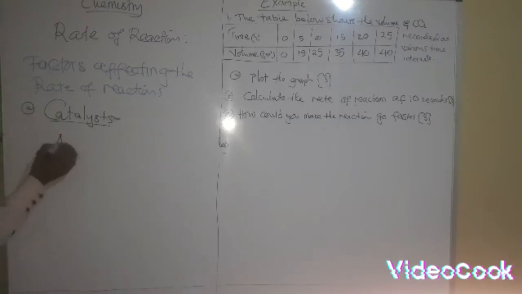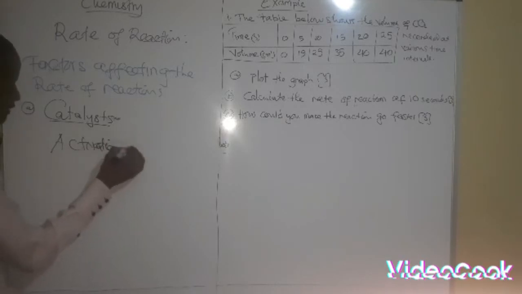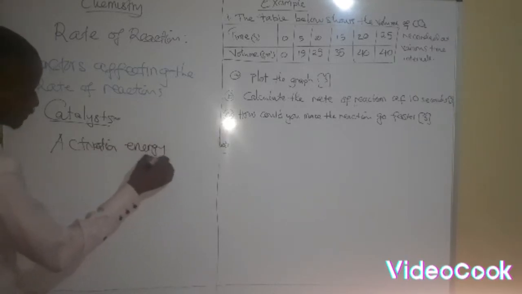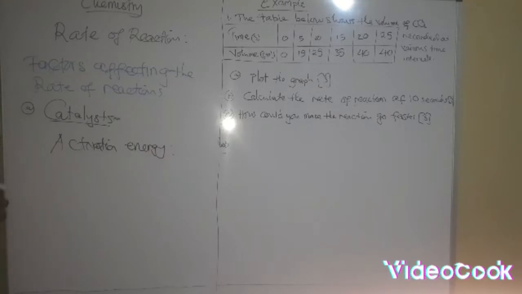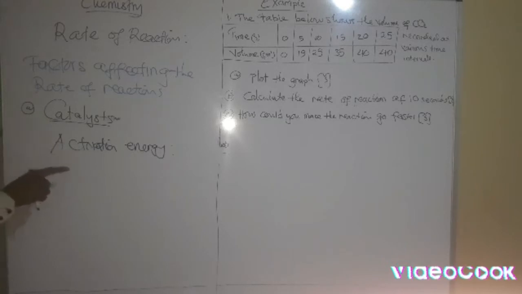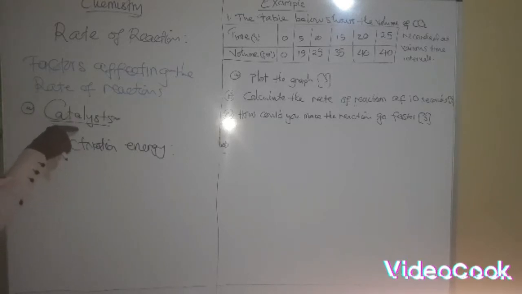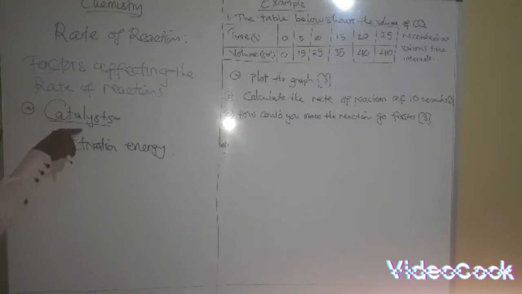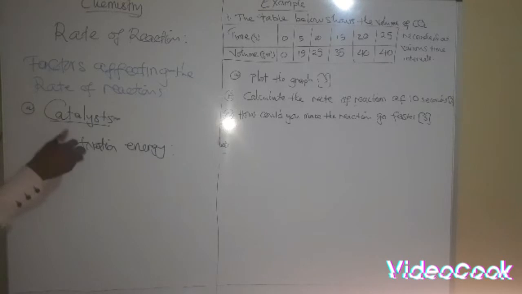Now, the activation energy is the minimum energy required for the reaction to start. So that energy required for the reaction to start is reduced if a catalyst is introduced there. So a catalyst speeds up the rate of chemical reaction, but itself does not really take part. It remains unchanged. So a catalyst is one of the factors which affect the rate of reaction.